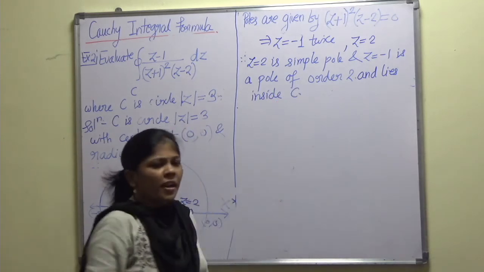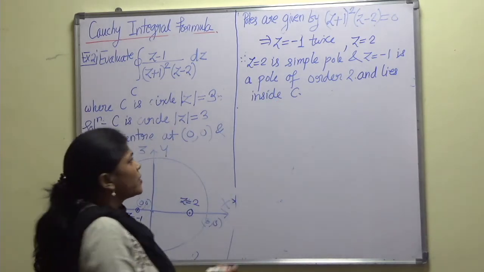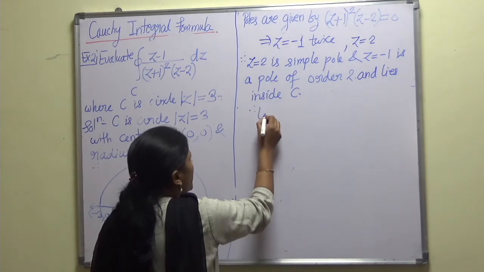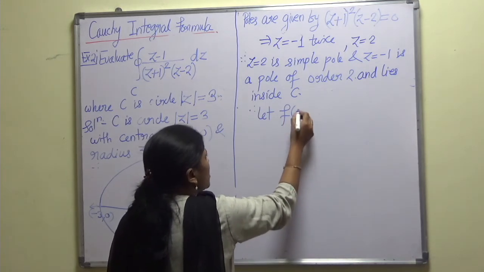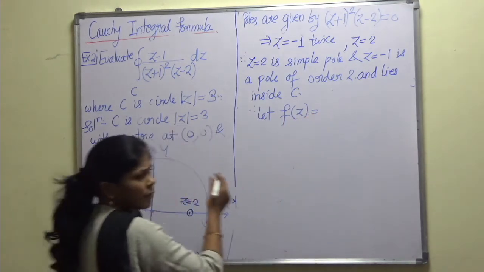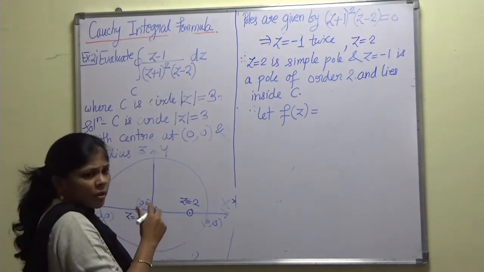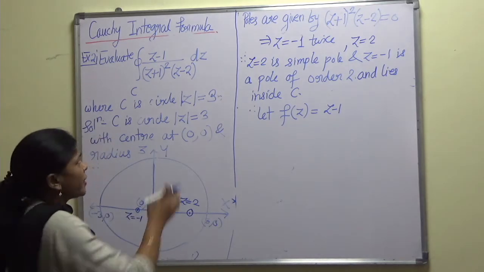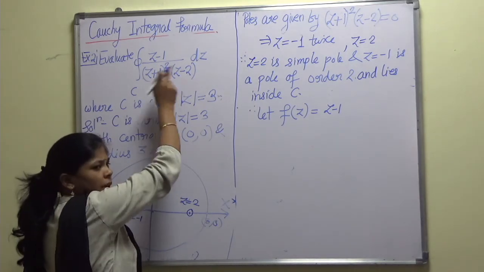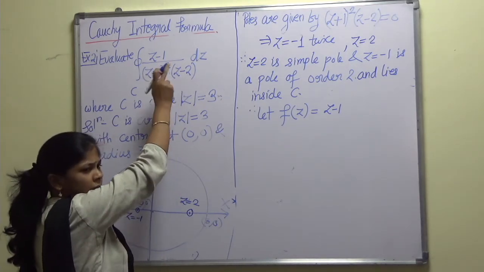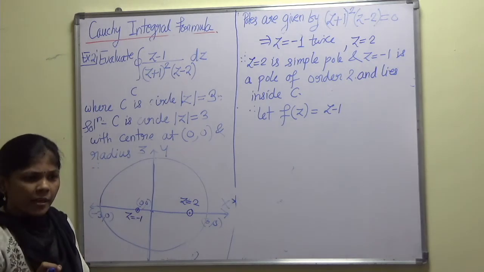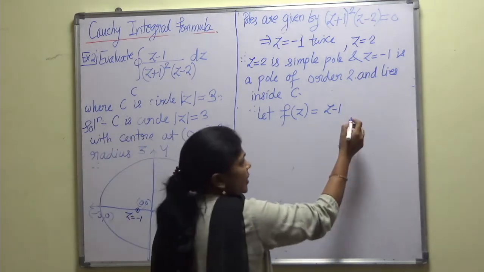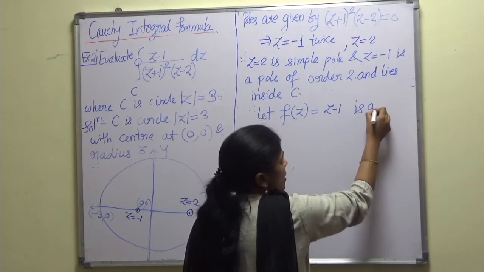So let us define the function f of z. What will be f of z? f of z is equal to the numerator as per our definition, that is z minus 1, and the part of the denominator which is lying outside. I think both poles are lying inside, so there is no part lying outside. That's why only the numerator is the function f of z, which is analytic.